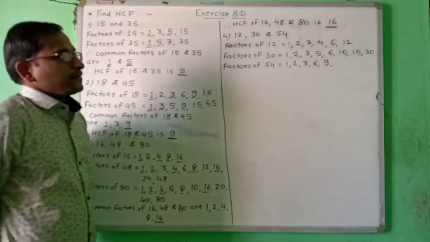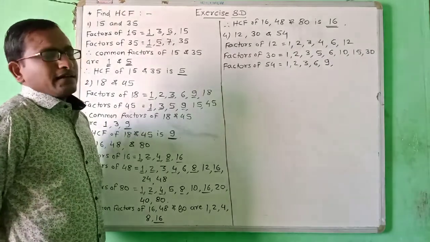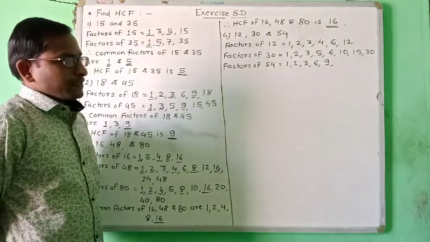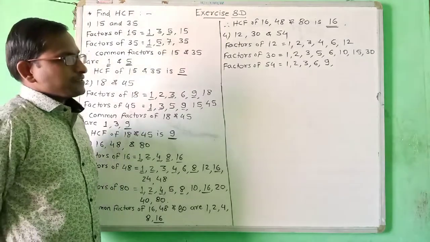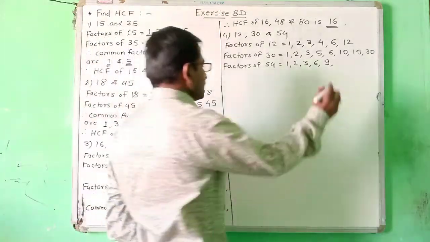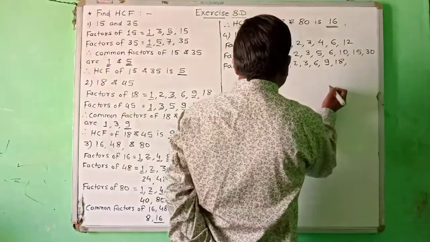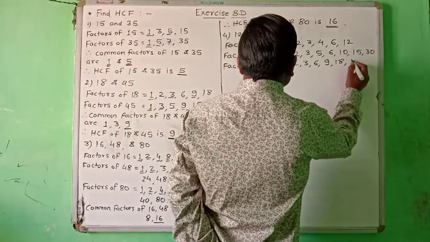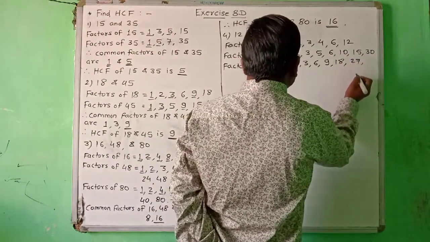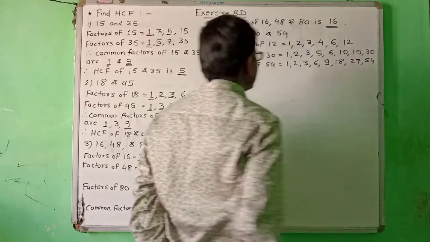Then 10, 11, 12, 13, 14, 15, 16, 17, 18. 18 3s are 54. Then 27 2s are 54. And then 54 1s are 54.